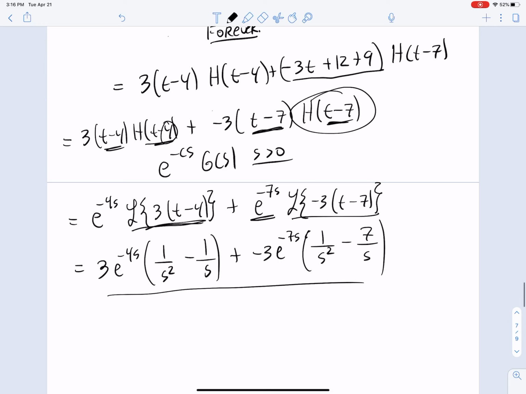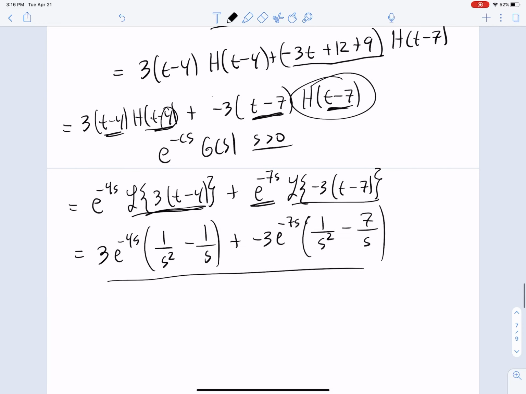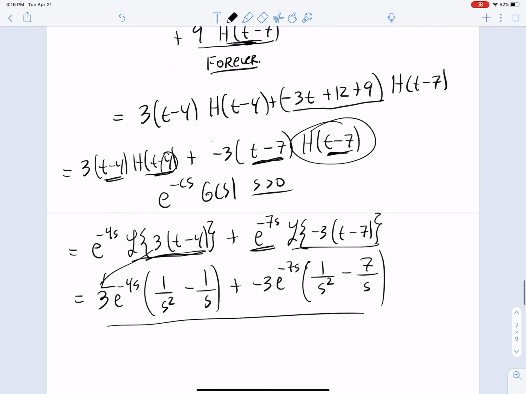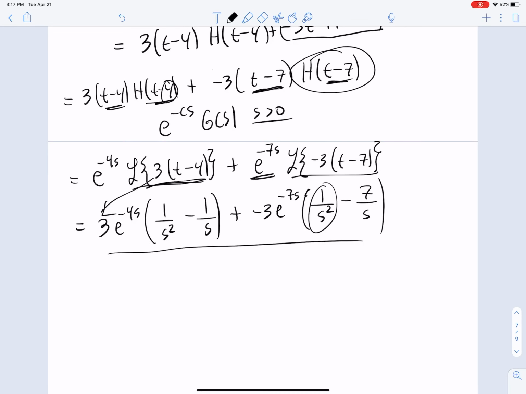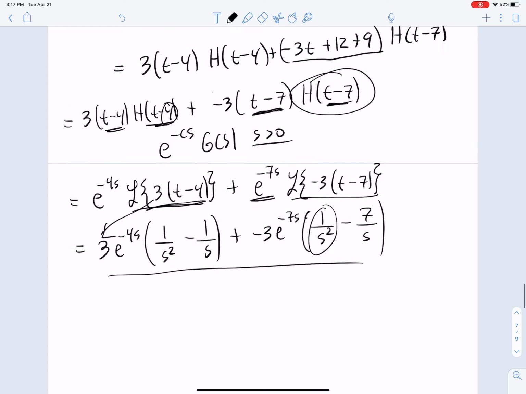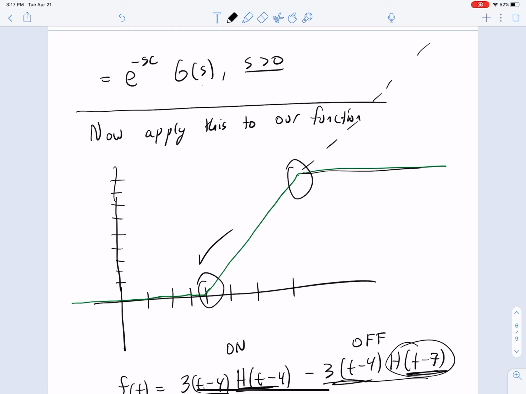And so these are linear functions, so I can pull the 3 out. And then the Laplace transform of t is 1 over s squared. The Laplace transform of negative 1 is just negative 1 over s. Same thing here, minus 3 comes out. Laplace transform of t is 1 over s squared. Laplace transform of negative 7 is negative 7 over s. And lo and behold, we've computed the Laplace transform of our on switch, our real life on switch.